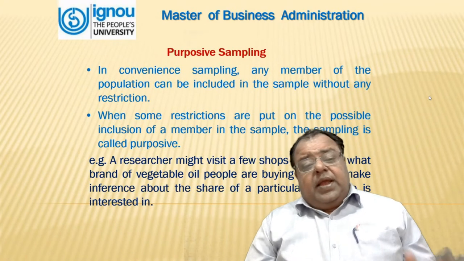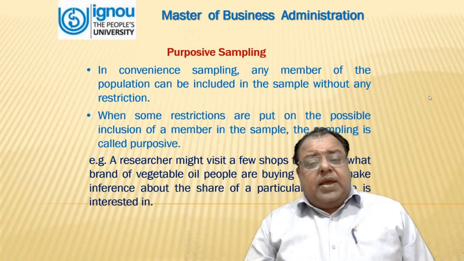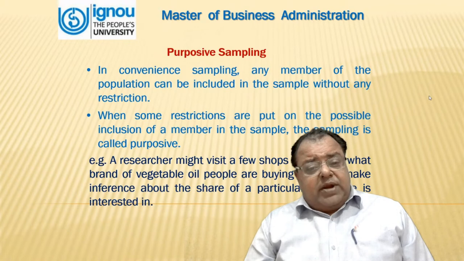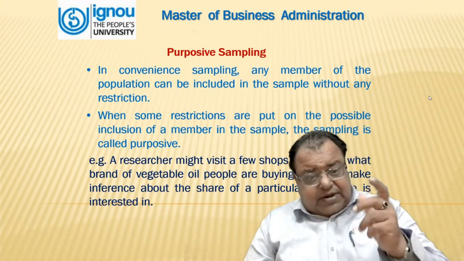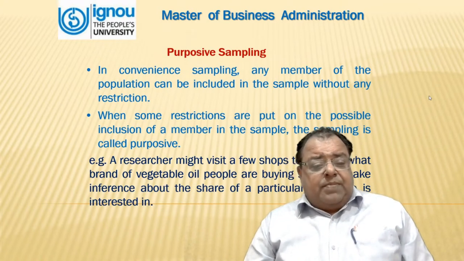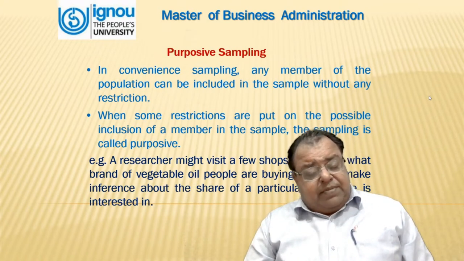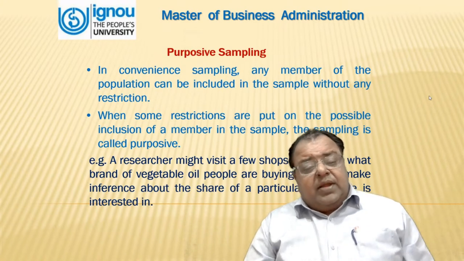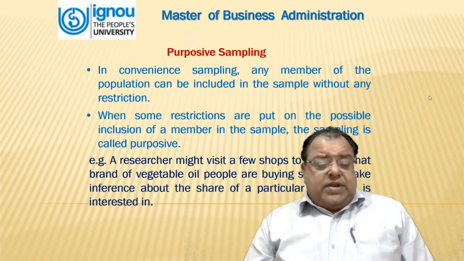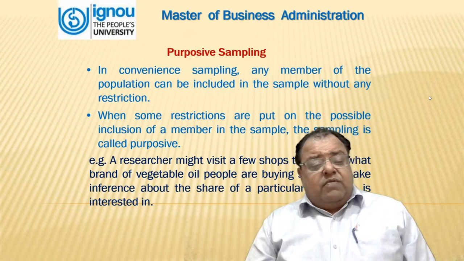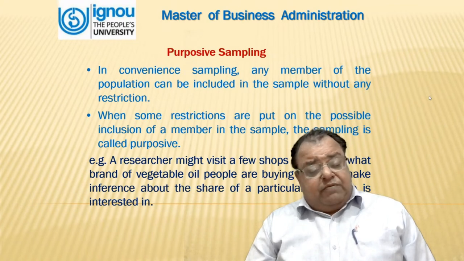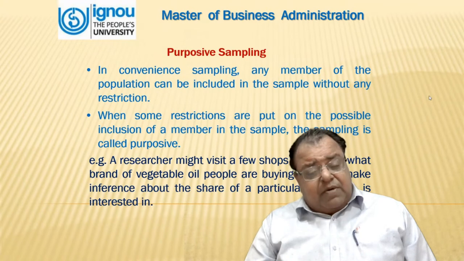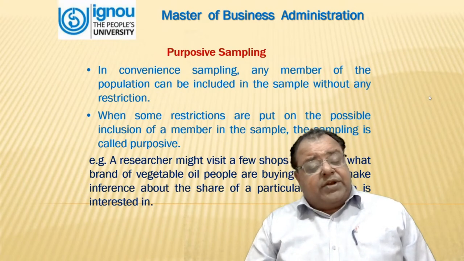Purposive sampling. In convenience sampling, any member of the population can be included in the sample without any restriction. When some restrictions are put on the possible inclusion of the members in the sample, the sampling is called purposive. For example, a researcher might visit a few shops to observe what brand of vegetable oil people are buying, so as to make inferences about the share of the particular brand he is interested in.